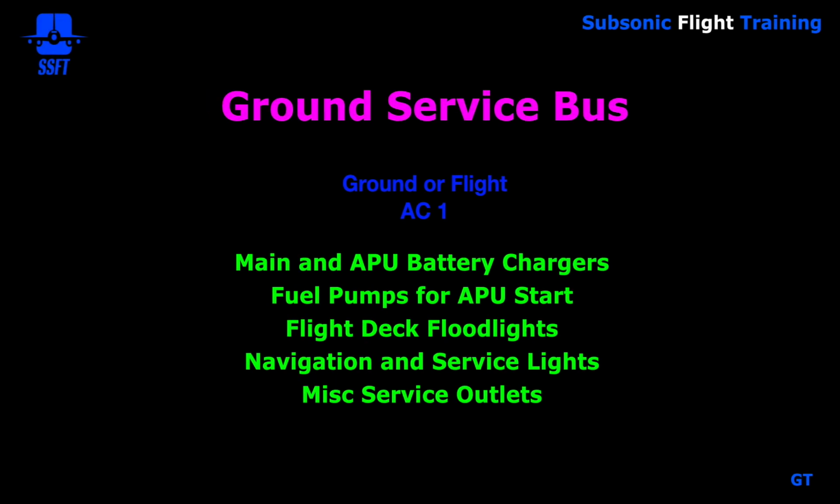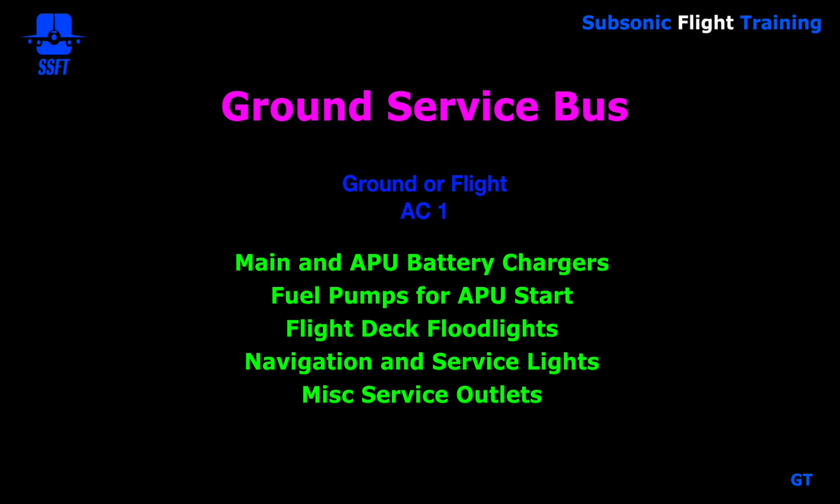There also is a bus called the ground service bus. This can be powered on the ground or in flight. It's normally powered by AC1, and the ground service bus will power things like the main and APU battery chargers, fuel pumps for APU start, the flight deck floodlights, navigation and service lights, and miscellaneous service outlets.